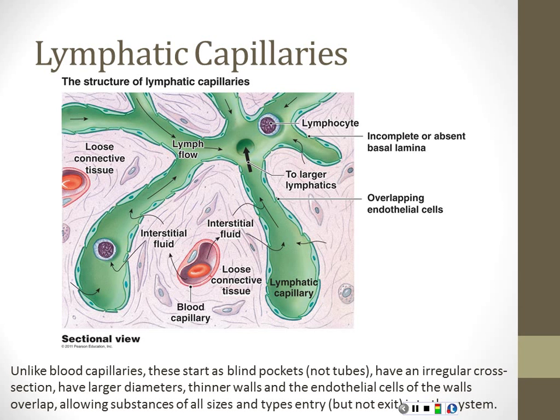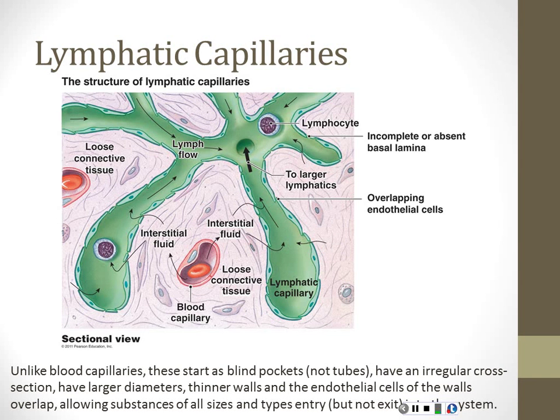So the short version is lymphatics are easy to get into, hard to get out of, which is why they end up collecting all kinds of stuff. They collect bacteria, they collect immune system cells, they collect debris, anything that doesn't belong in a tissue ends up in the lymphatics because it's like a trap. Once you get in, you can't get out.